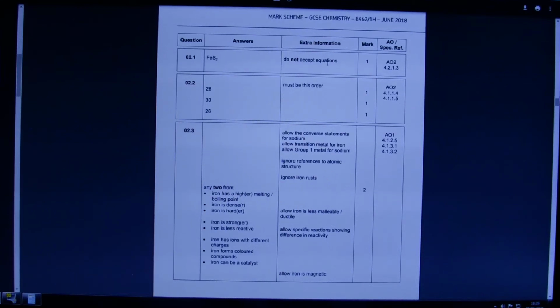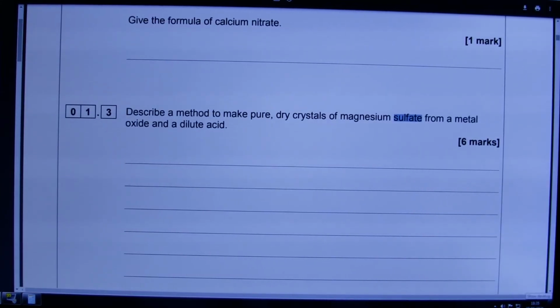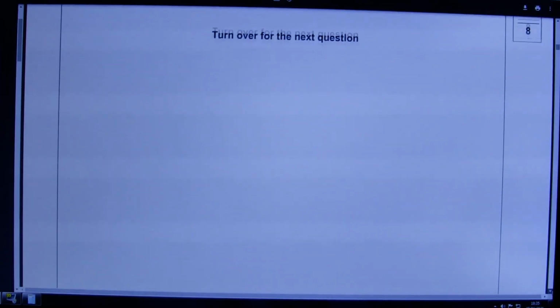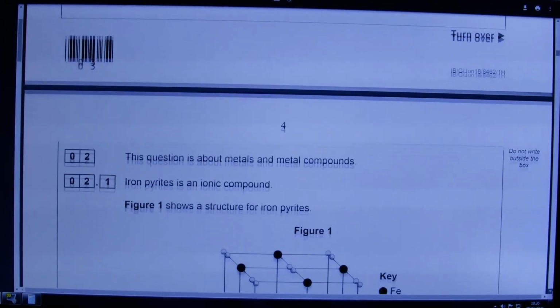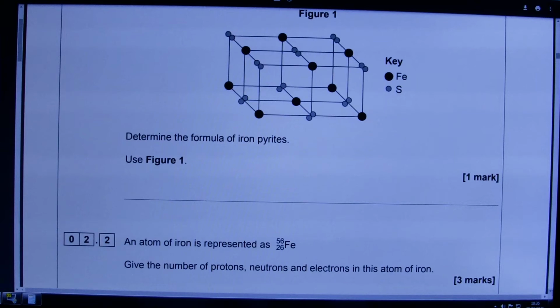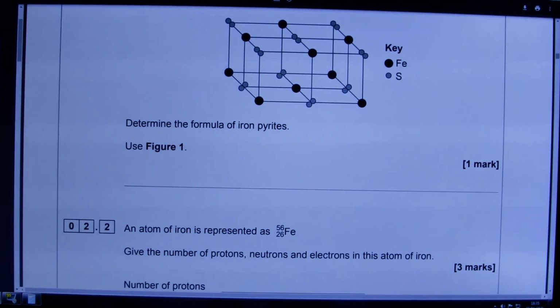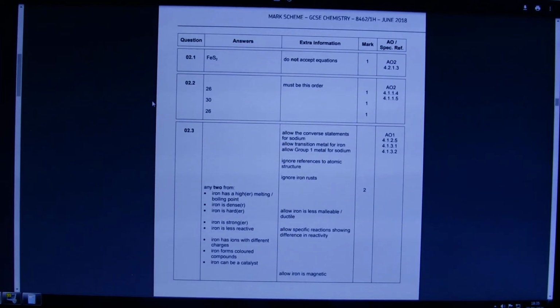FeS2, do not accept equations. What? Give the formula. We're told to give a formula and then the marking scheme says do not accept equations. Like what, S equals 2F?